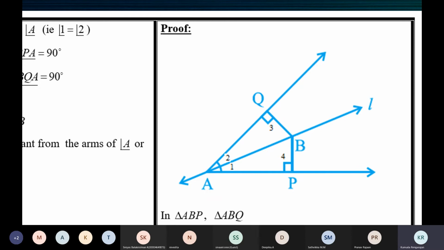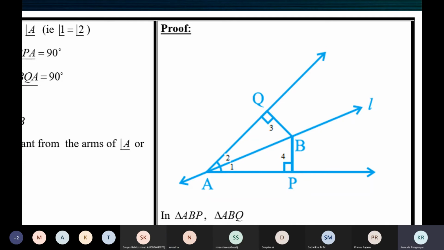Okay. Now, answer this question. Which is the side contained by angle 1 and angle 4? AP, ma'am. Which is the side contained by angle 2 and angle 3? AQ. Have we written AP is equal to AQ? Have we used that equality? No, ma'am, we have not. So it cannot be ASA.